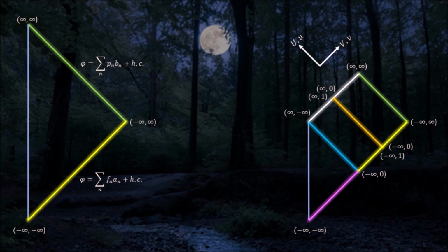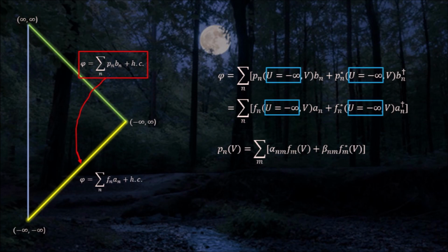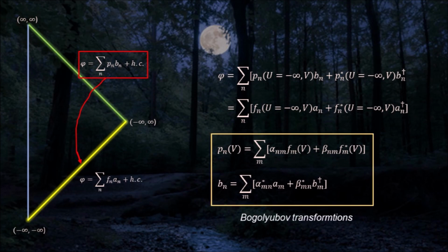Since having Cauchy data on one surface determines the field on the entire diagram, we can write the field in terms of the b operators on the past null infinity. Since both f and p are basis functions, we can write one in terms of the other. I suppress the u equals minus infinity part. Equivalently, we can write the b operator in terms of the a and a dagger like this. These are called Bogolyubov transformations. Thus, the observer at future null infinity would measure the expected number of particles given by this.